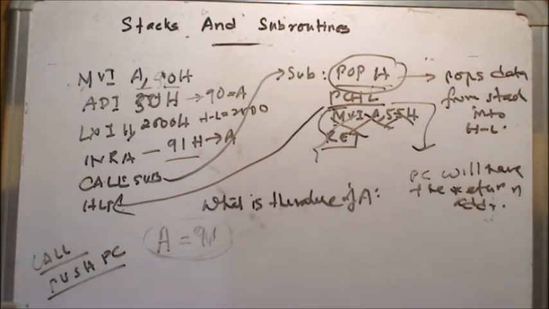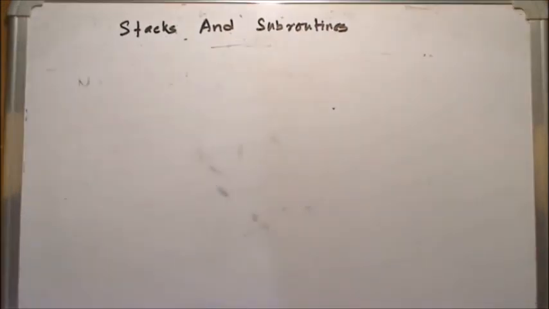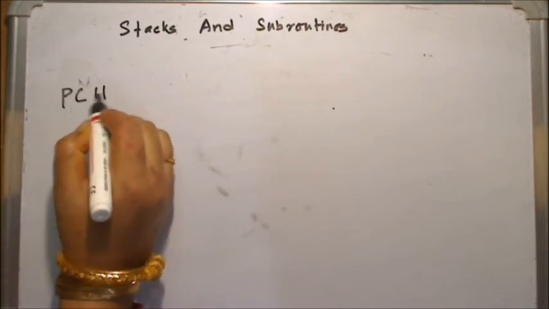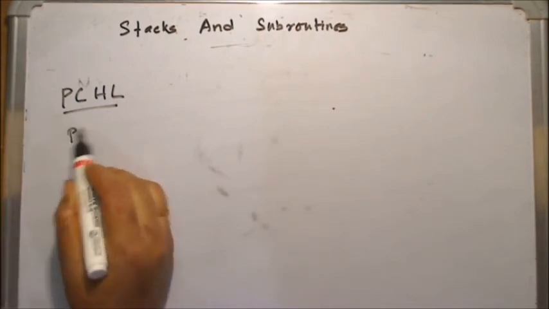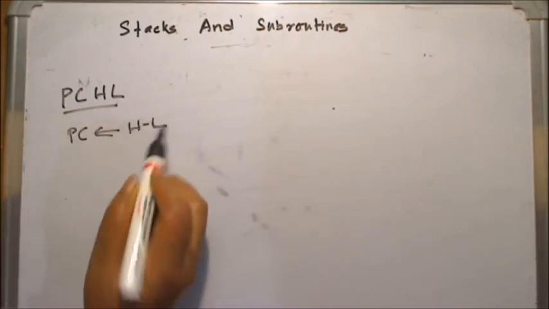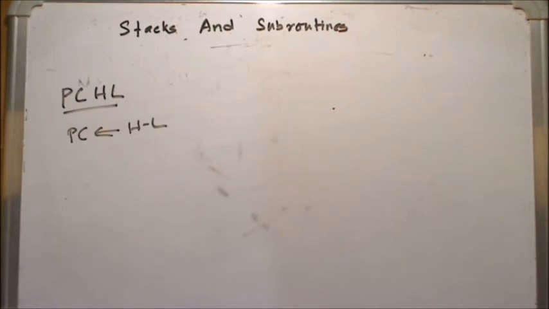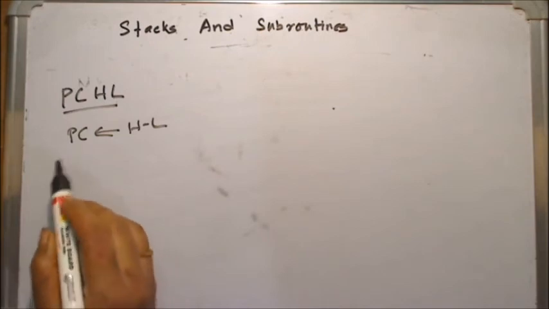Okay, then we will go to PCHL. What does it do? PC gets the value of HL. Now HL has the return address, which means PC gets the return address, right?